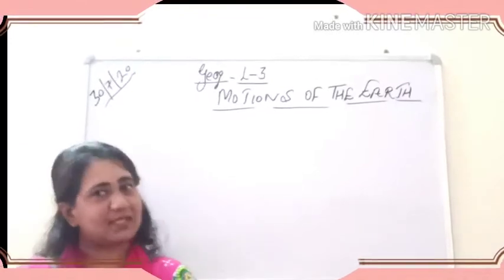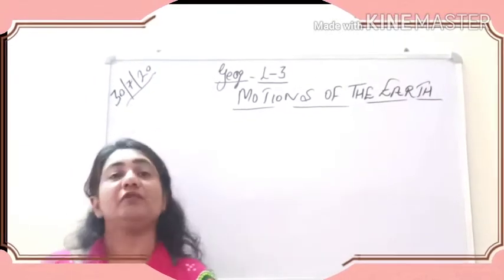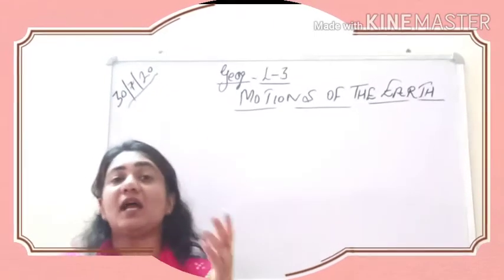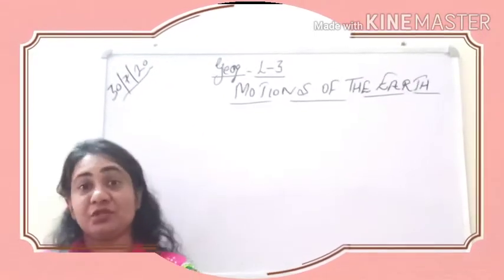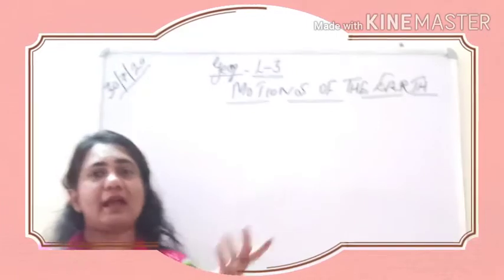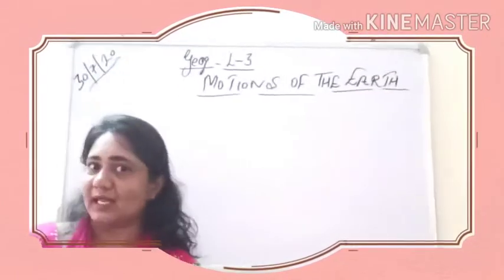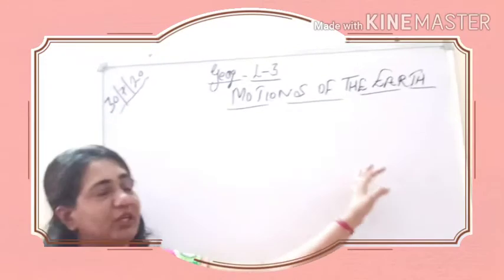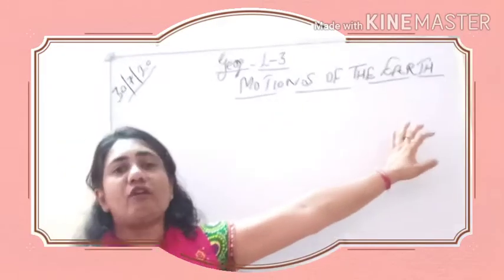We have already finished with lesson 4 of civics, that is democratic government. We have learned the features of democratic government, and then the last one, conflict, which was a new concept in that chapter, and the importance of equality and justice. So today we are here with geography lesson number 3, motions of the earth.